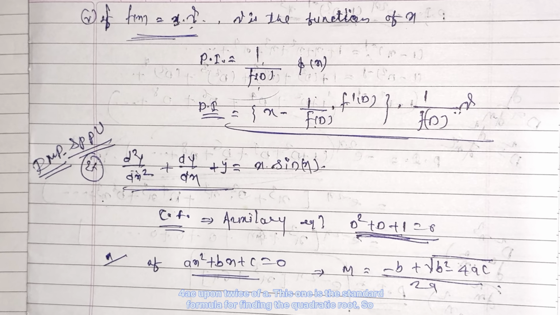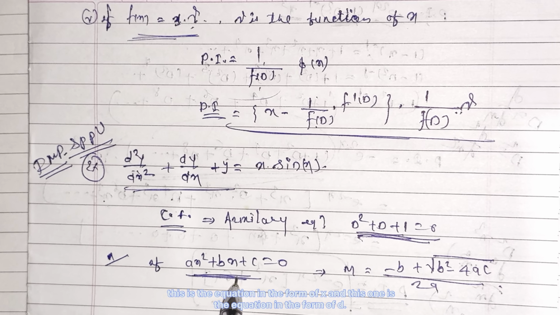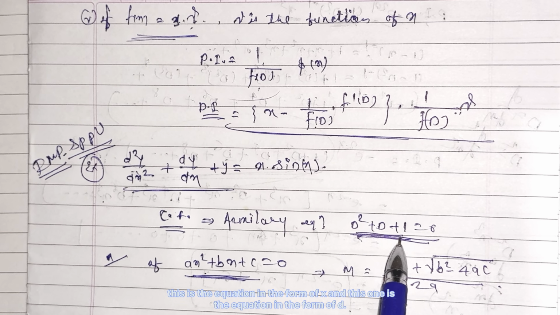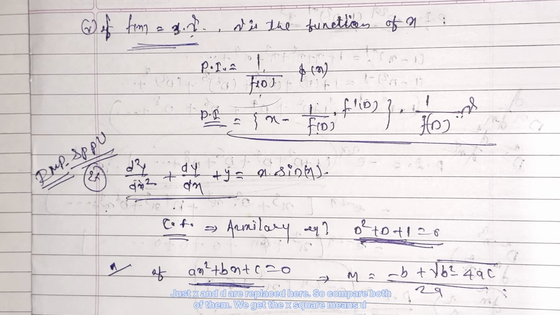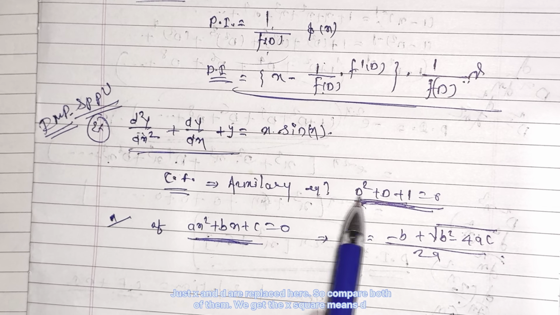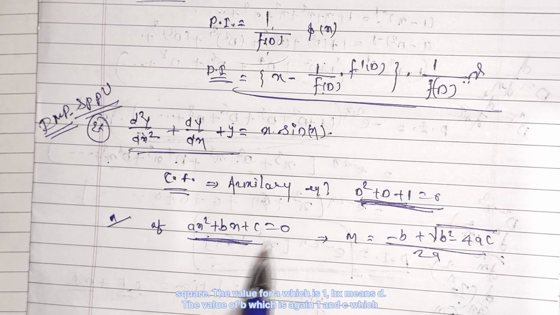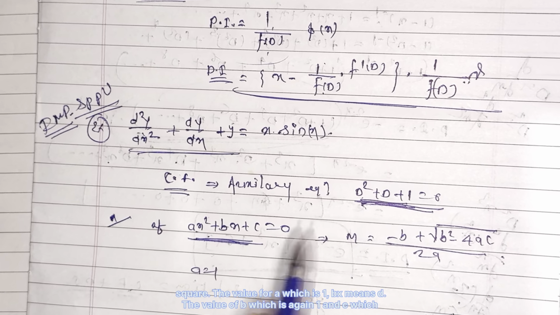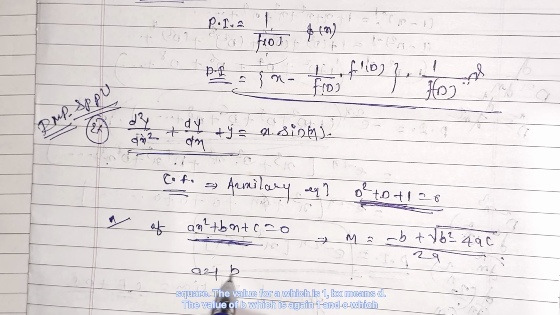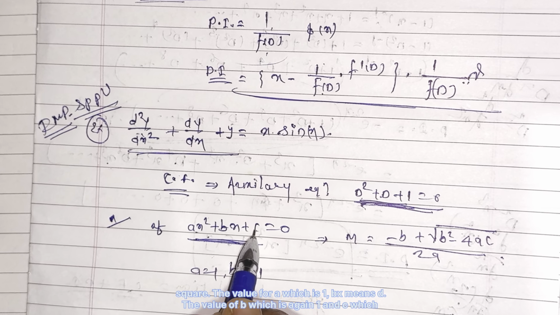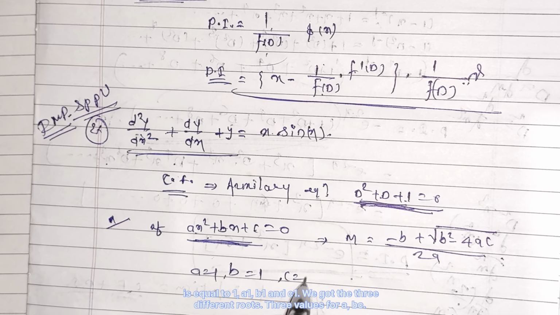This one is the standard formula for finding the quadratic root. This is the equation in the form of x, and this one is the equation in the form of a D, just x and D are replaced here. So compare both of them. We get ax² means D², the value for a which is 1, bx means D, the value of b which is again 1, and c which is equal to 1. a is 1, b is 1 and c is 1.